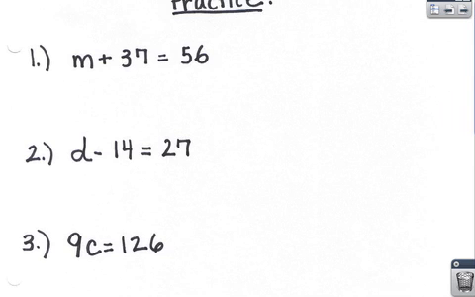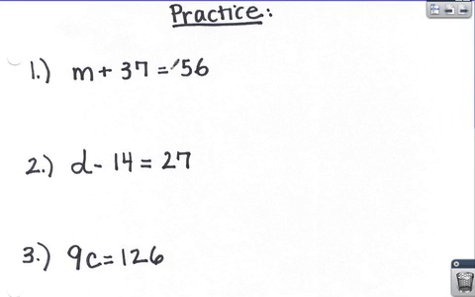So now let's practice. Number 1, I have m plus 37 equals 56. Well, since I have m, my unknown amount, and I'm adding 37 to it, which equals 56, I want to isolate my m, or get m alone. In order to get m alone, I do the inverse of adding 37, which would be subtracting 37 from both sides of the equal sign.